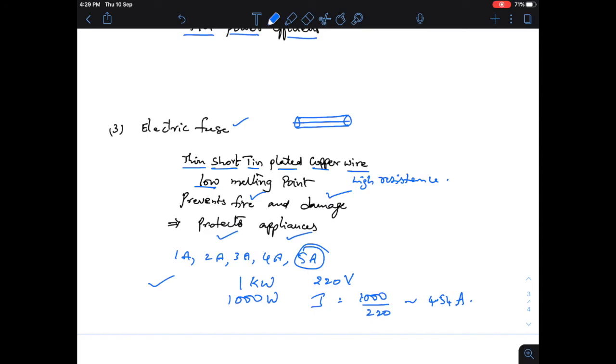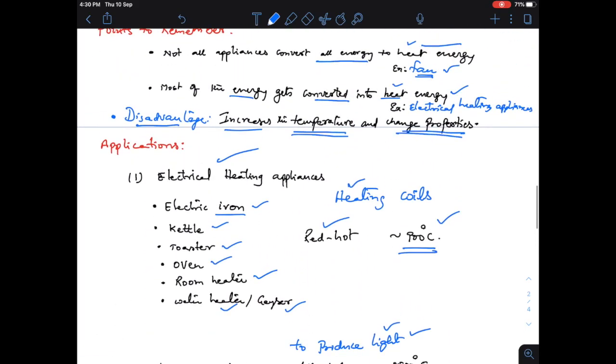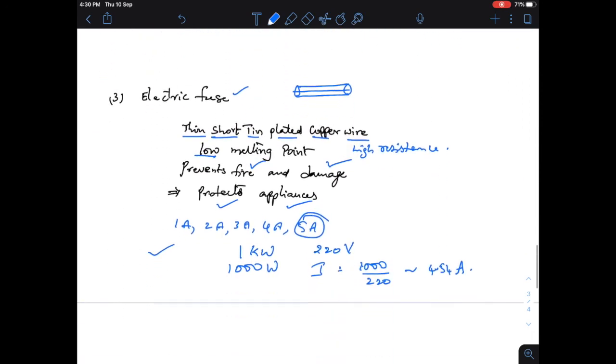Basically, it is undesirable to convert useful electrical energy into heat. In electric circuits, this heating can increase the temperature of the components and change their properties, that I already mentioned as a major disadvantage of this electric heating effect. So these are various applications.